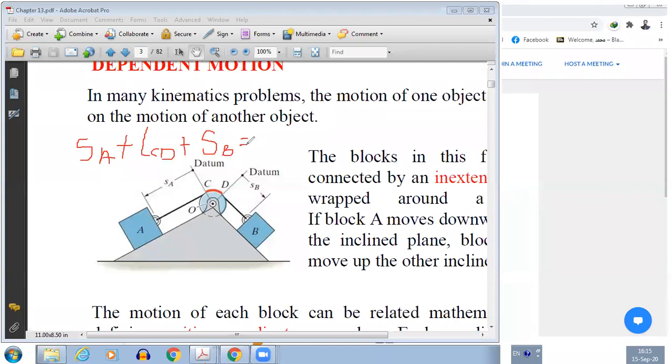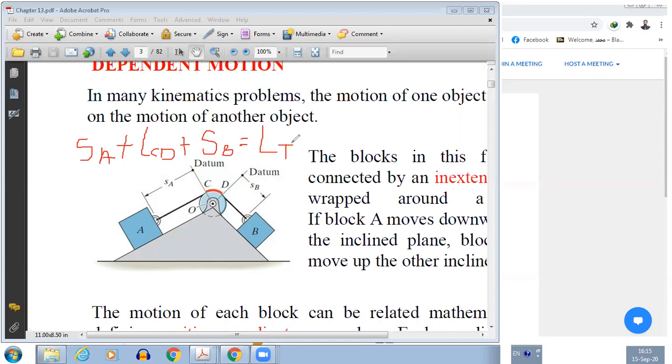This will be the total length LT. So I made an equation for this rope. Do you understand the equation or not? SA plus LCD plus SB is equal to the total length LT. There was one rope here, and I made an equation for this one rope.